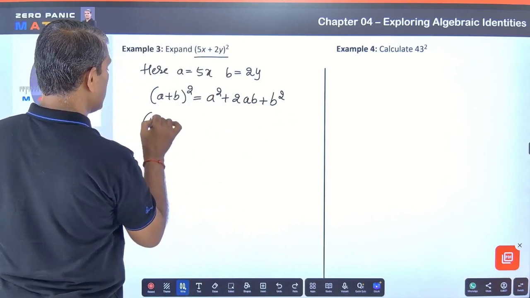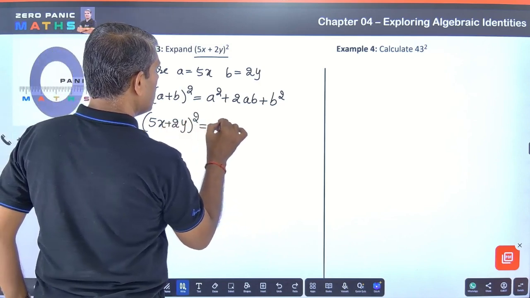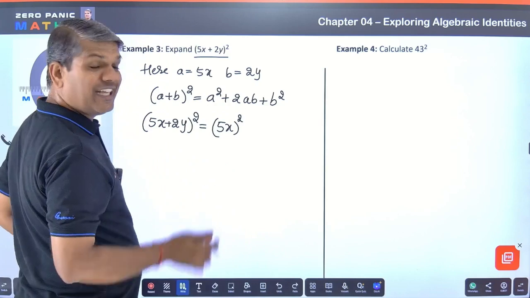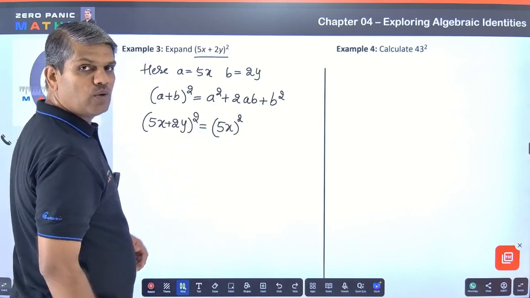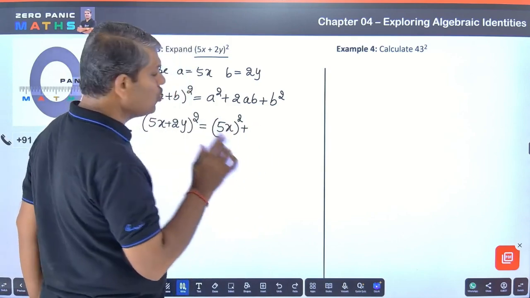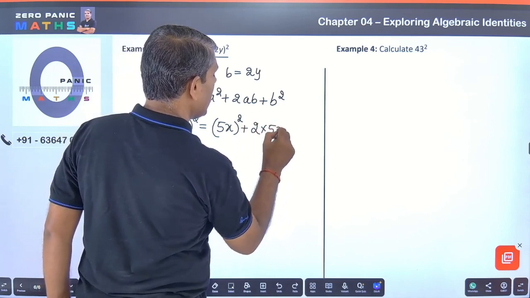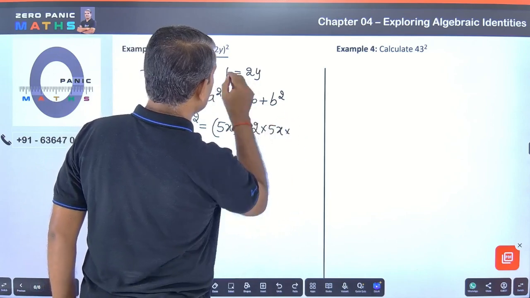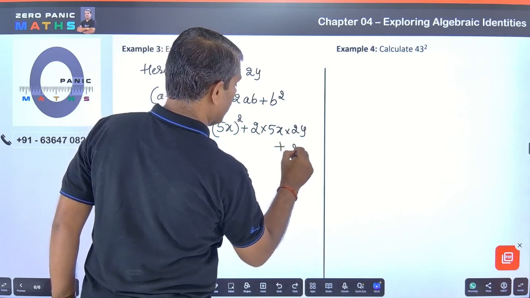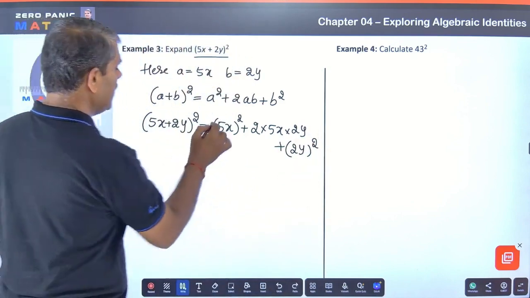(5x + 2y) whole square is equal to (5x) whole square. Don't make it as 5x square. It is square for both the values here, the coefficient and the variable. That is the one thing that you need to remember and do carefully. Here a is 5x and b is 2y, plus (2y) whole square again. Now why I am saying whole square, you will come to know that.